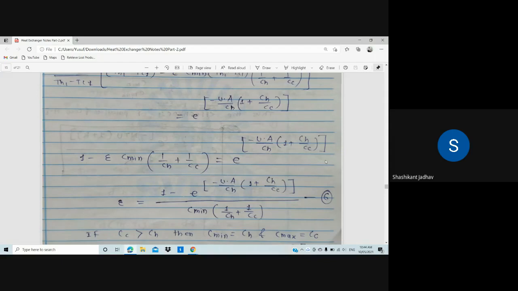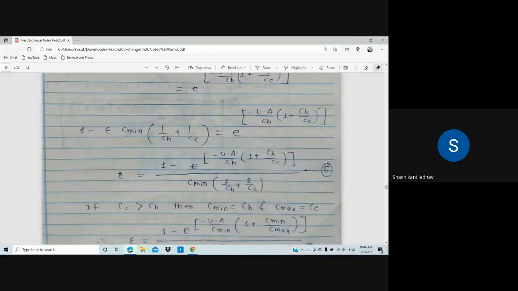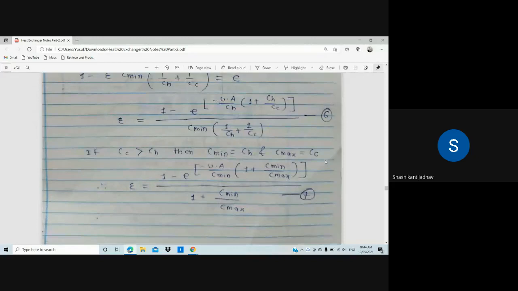So by doing the simplification we get the equation for the effectiveness, that is epsilon is equal to 1 minus e raised to bracket minus u a divided by ch into bracket 1 plus ch upon cc divided by c minimum into bracket 1 upon ch plus 1 upon cc, and this is the equation number 6. Okay, all of you give the name as the equation number 6. All of you write down, those who are remaining write down this equation.